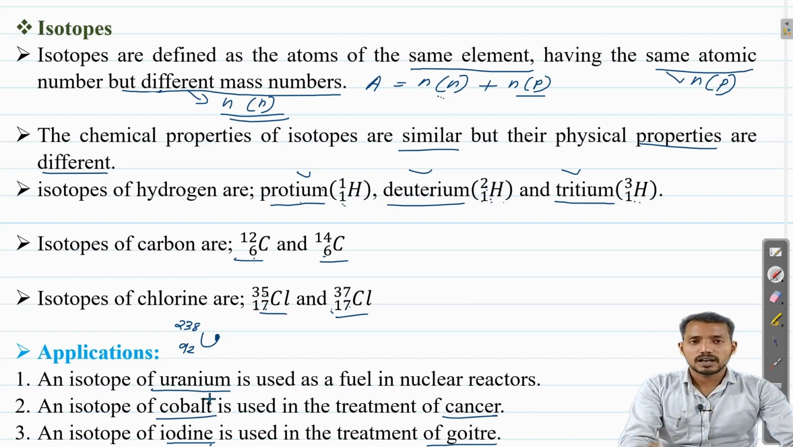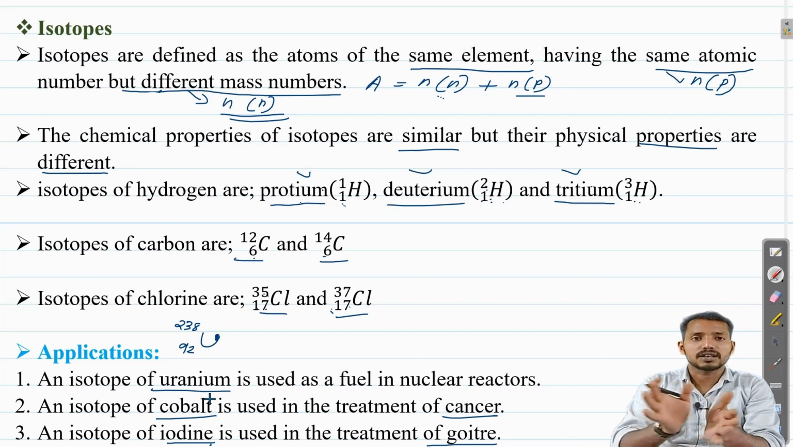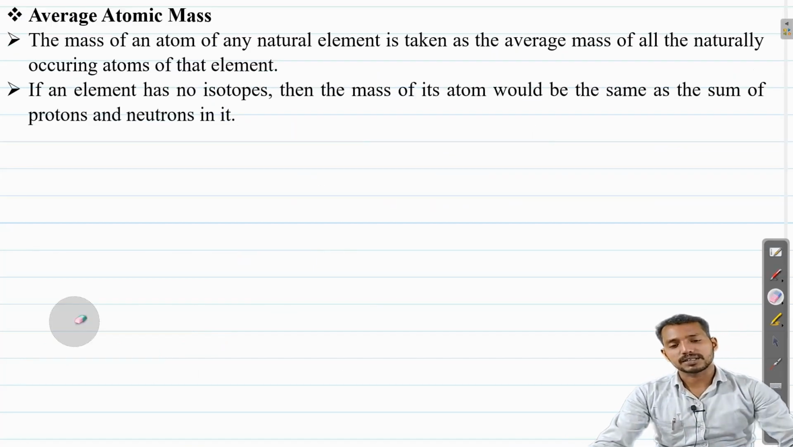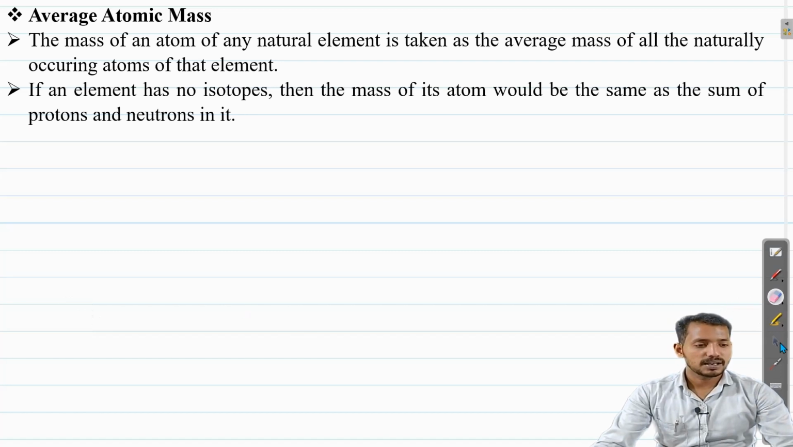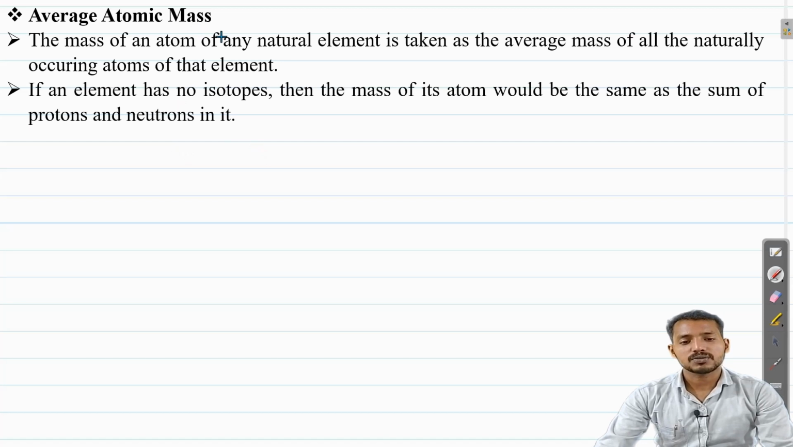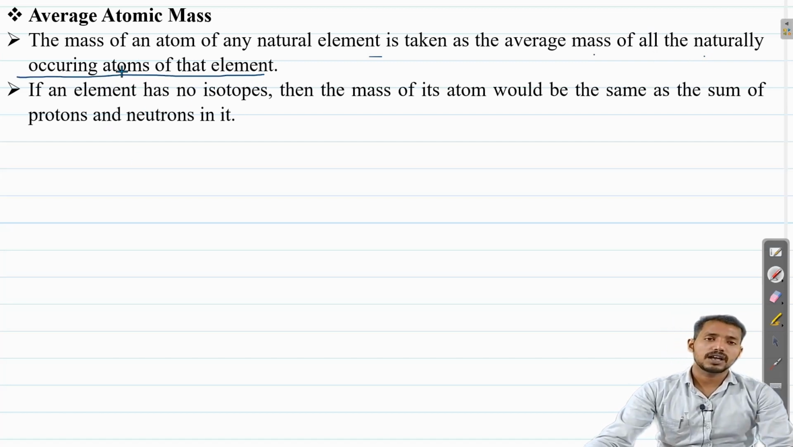Very simple one, same atomic number but different mass number, which means the same number of protons but different number of neutrons. Now let's discuss an important topic, that is average atomic mass. What is average atomic mass? The mass of an atom of a natural element is taken as the average mass of all naturally occurring atoms of the element, which means isotopes of the element.